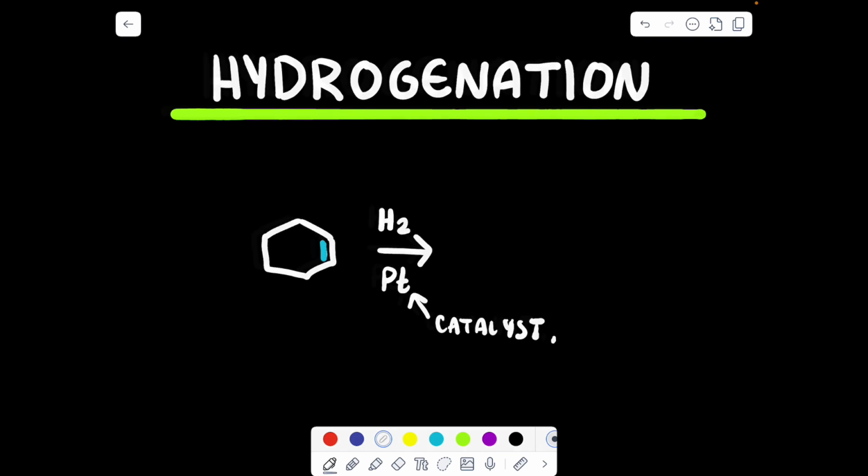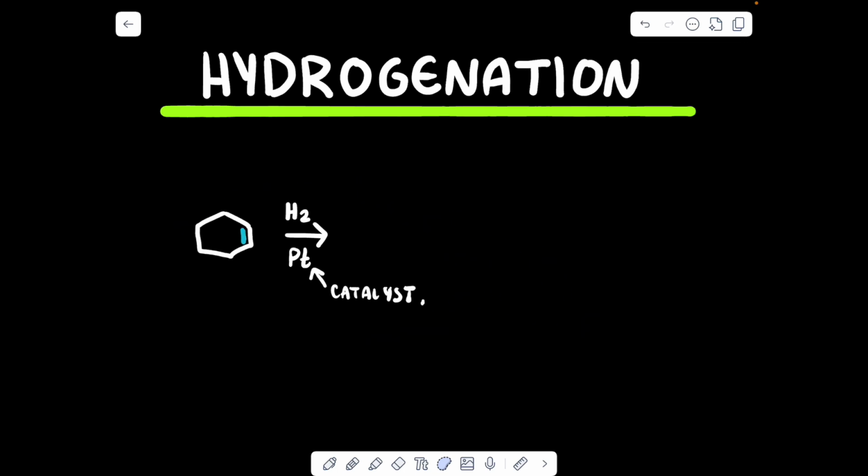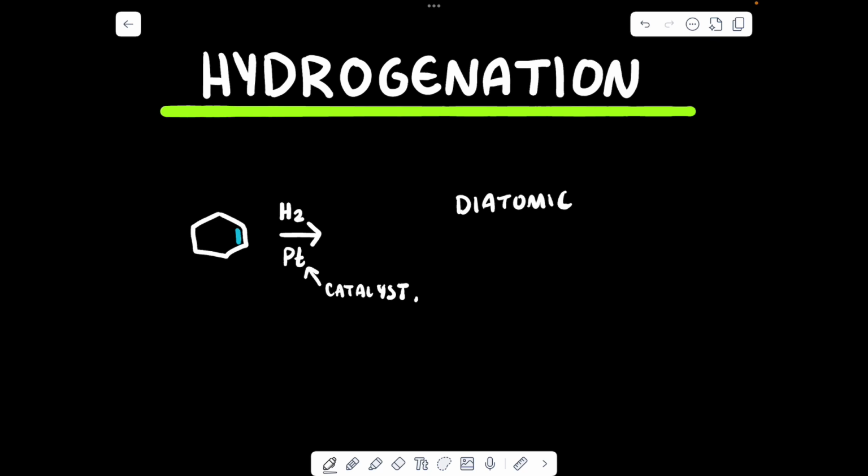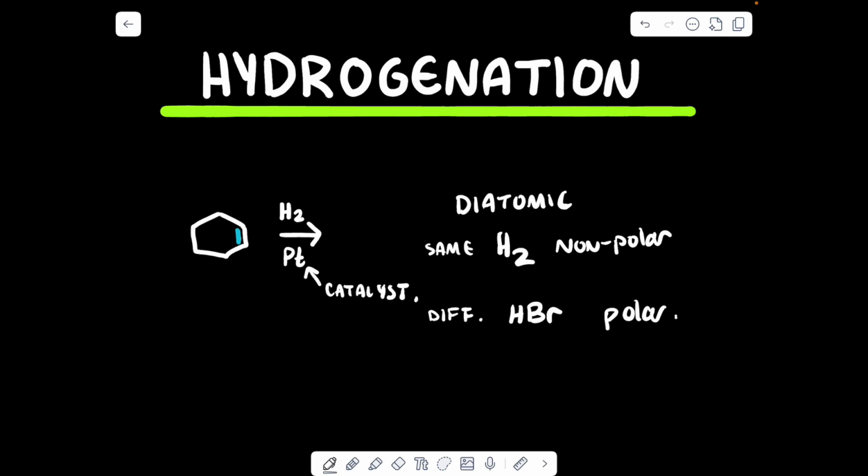really isn't that reactive. And a quick refresher, diatomic molecules could be two of the same atoms, which would be homonuclear. So what we have right now, which is H2, or they could be heteronuclear. So this would be the same, or you could have two different atoms, like HBr. Diatomic homonuclear compounds are going to be nonpolar. And diatomic heteronuclear compounds are going to be polar. I just wanted to make sure everybody was on the same page with this terminology.